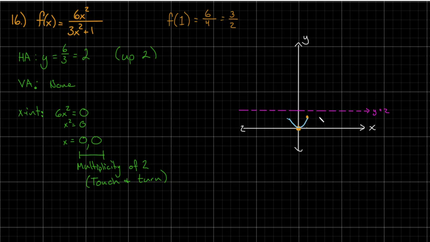Is there an easy point that I can get out of this? I already did 1. I think 2 is a natural choice. If I ask my function, or if I evaluate my function when x equals 2, let's just plug it in. What's 2 squared? Times 6? That'd be 24 over 3 times 4 would be plus 1. This is bigger than 2 or less than 2? It's a little bit less than 2, so it's like right here.